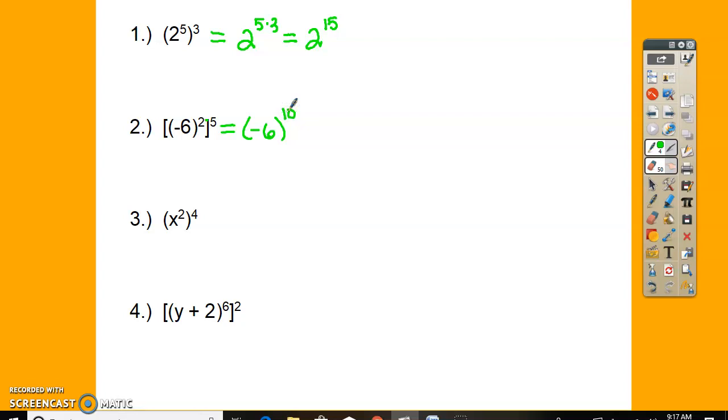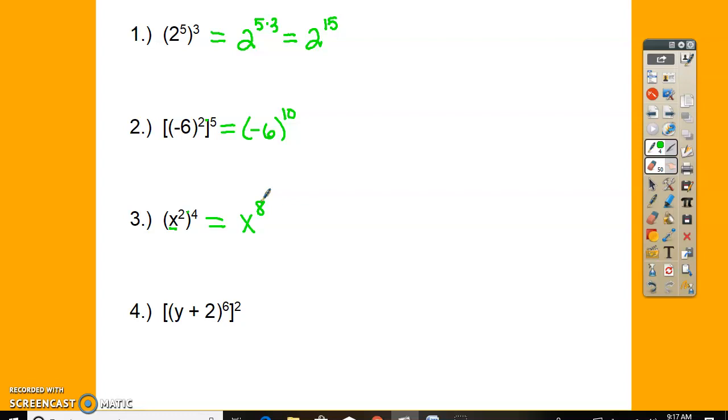Third example, x squared to the 4th power. It doesn't matter that this is a variable instead of a number. The process is still the same. My base stays an x like it was, and I multiply my exponents together. So 2 times 4 just gives me x to the 8th power.